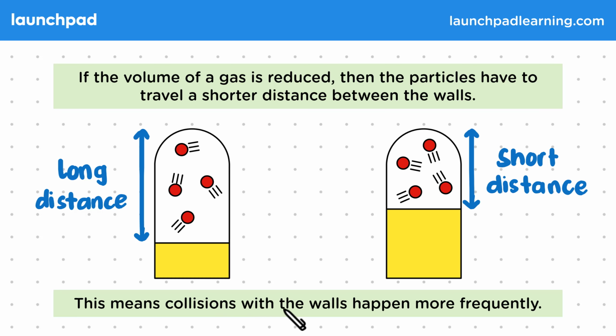This means collisions with the walls happen more frequently. Remember that air molecules will change direction after hitting a wall. And since there's less distance they can travel in a straight line when the volume is smaller, these collisions will happen more frequently. Also remember that the pressure from the gas is found by adding up all the forces from these collisions. So if there are more collisions, there are more forces. But what else about these forces would change?